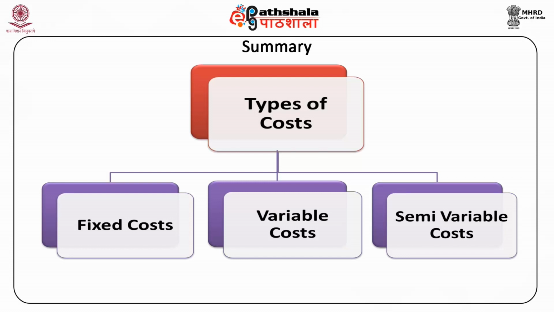Semi-variable costs are the costs which have the features of both fixed and variable costs. It is incurred even when there is no activity, as a fixed cost, and also increases proportionately as the level of activity increases, like a variable cost.